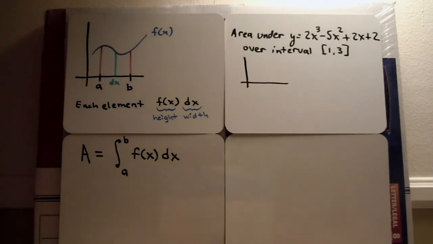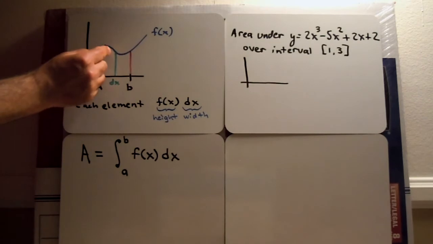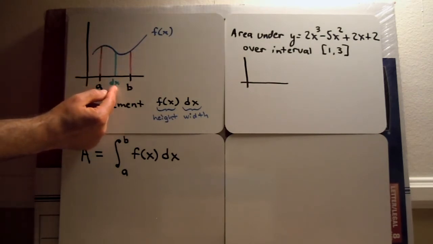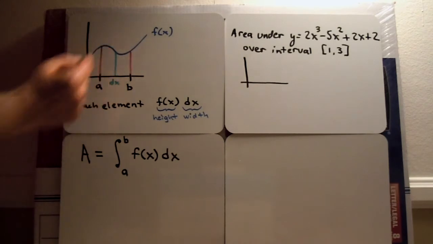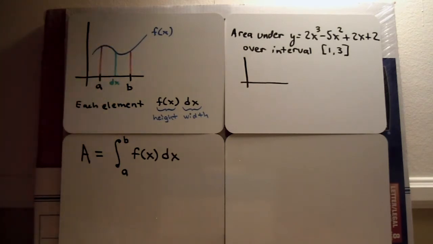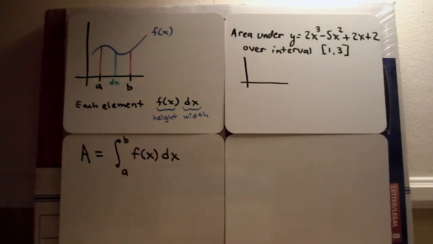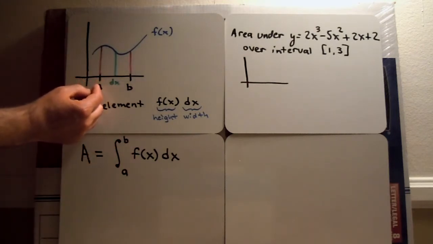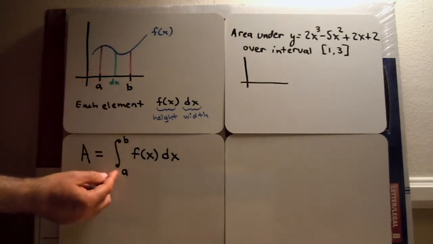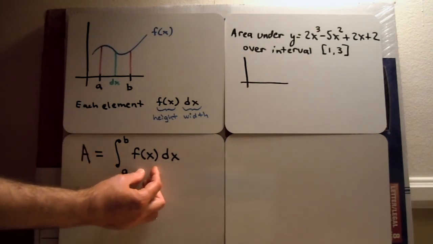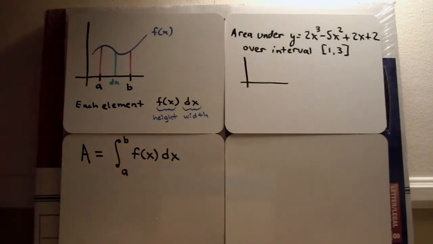And the way we interpret that is that if we look at an infinitesimally thin element that has a width of dx, an infinitesimally thin width with a height of f of x, the area of that element, of that infinitesimally thin rectangle, would have a height of f of x and a width of dx. And what the definite integral gives you is, in a sense, the sum of all possible elements from a to b, thus the integral from a to b of f of x, the height, times the width, dx.